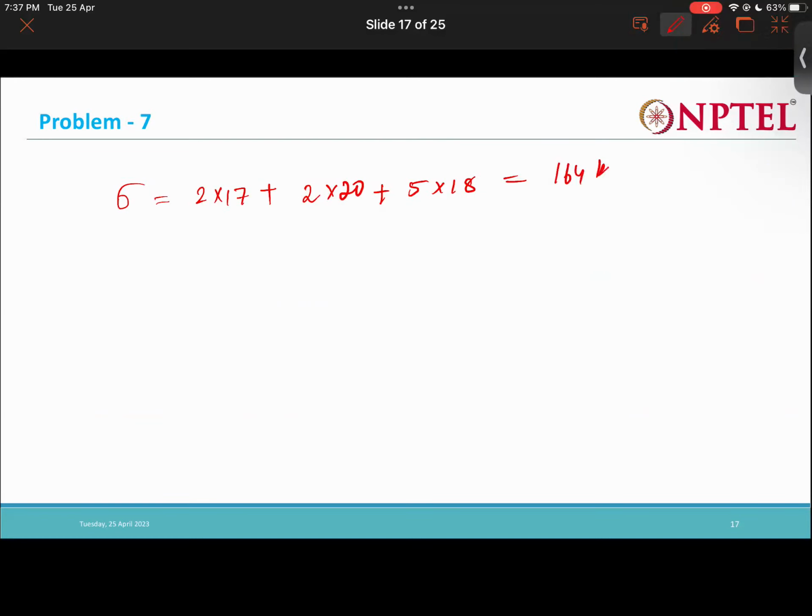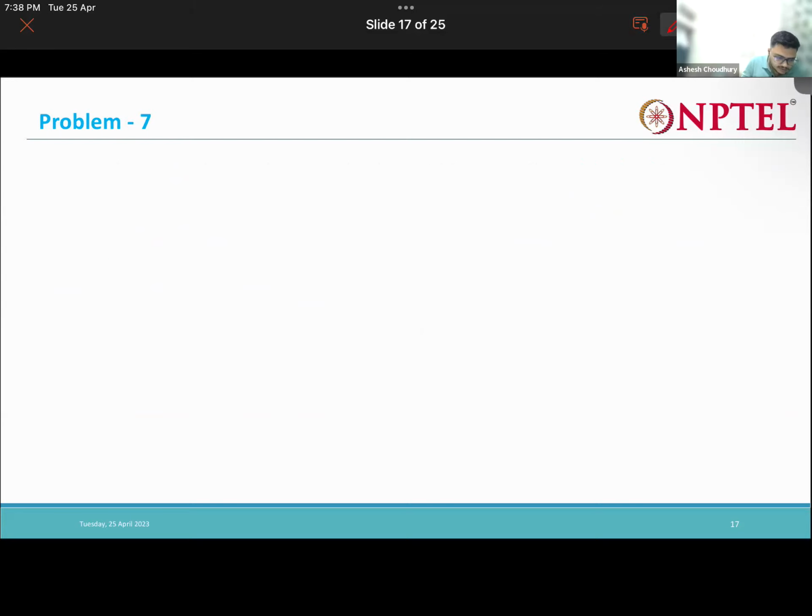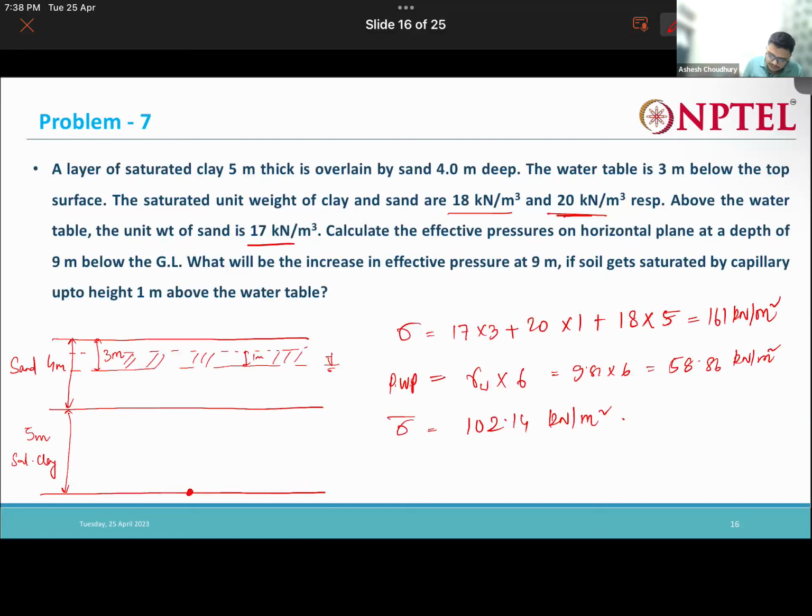164. Okay. Now comes the pore water pressure. So what is the pore water pressure? Same, right? It will be the same only. Gamma W into 6. Will it be 7? No, it will be 6 only. It's always calculated from the water level. It won't be 7.